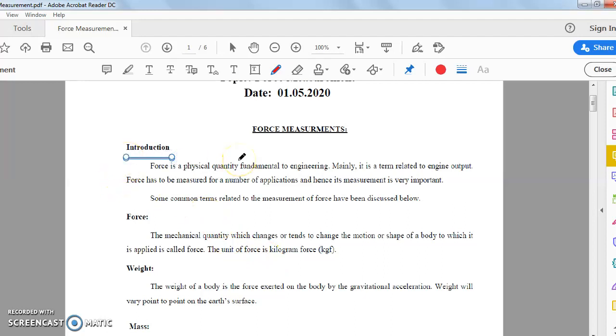Force is basically a physical quantity fundamental to engineering, mainly a term related to engine output. Force has been measured for a number of applications, hence its measurement is very important. Some common terms related to force measurement are discussed below. Force is the physical quantity which changes or tends to change the motion or the shape of a body. The unit of force is kgf or Newton.